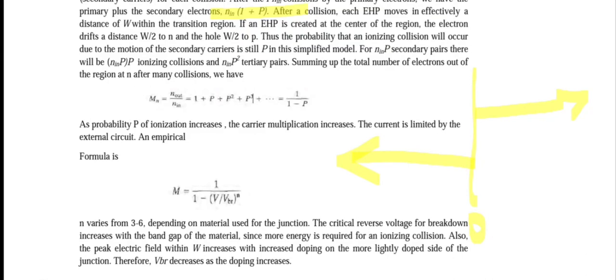So we now have n_in × P secondary pairs. For n_in × P secondary pairs, there will again be n_in × P ionizing collisions, and due to that we have n_in × P² collisions and tertiary pairs. So we have the third pair n_in × P².